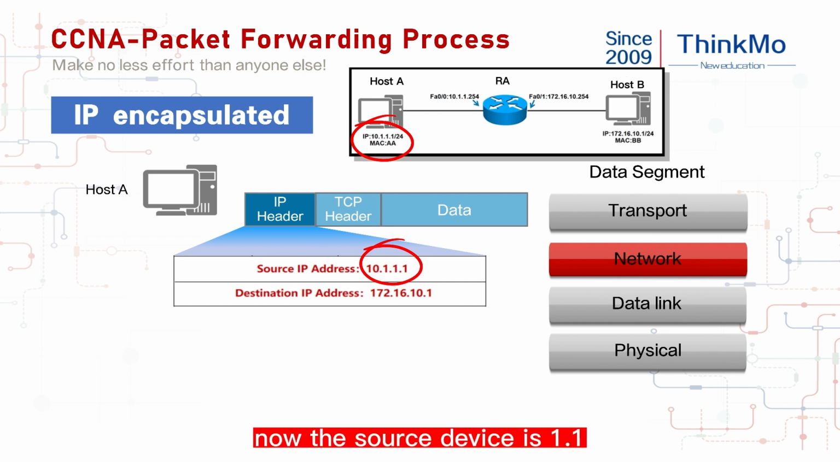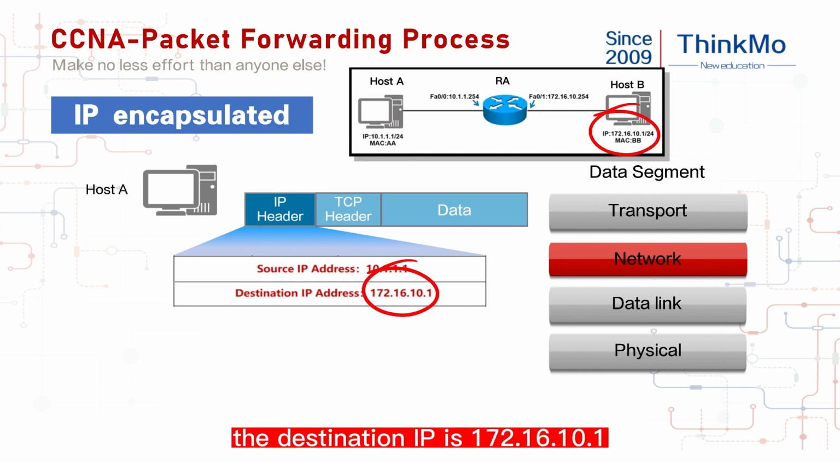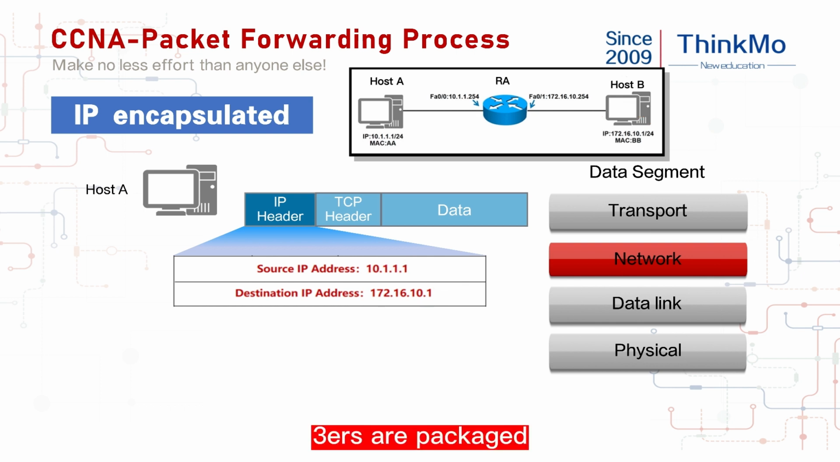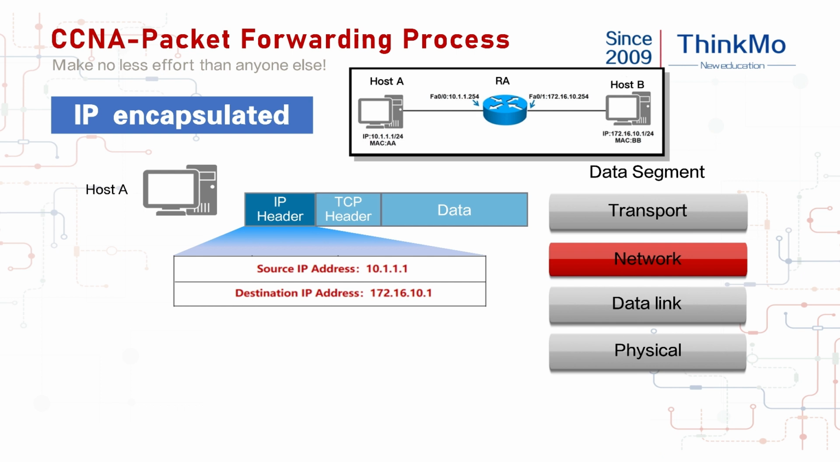Now the source device is 1.1. The source IP is yourself. The destination IP is 172.16.10.1. 3 layers are packaged. Very simple. Then I will not fill in the other parameters.